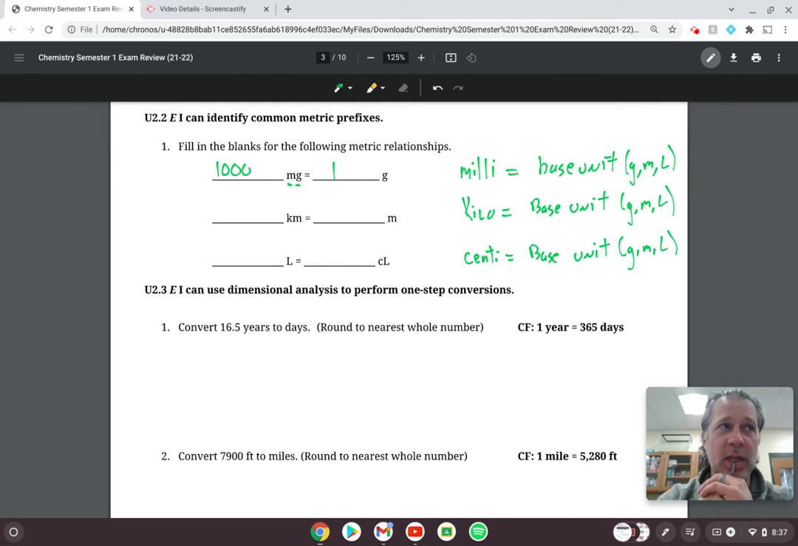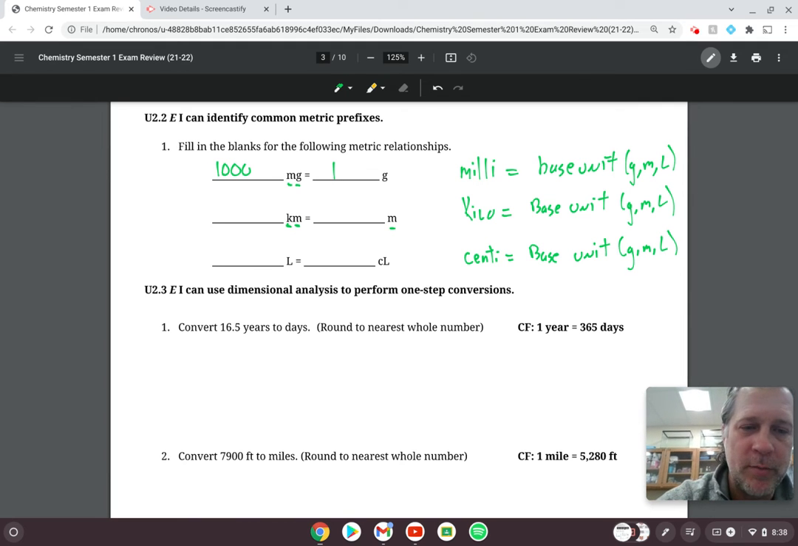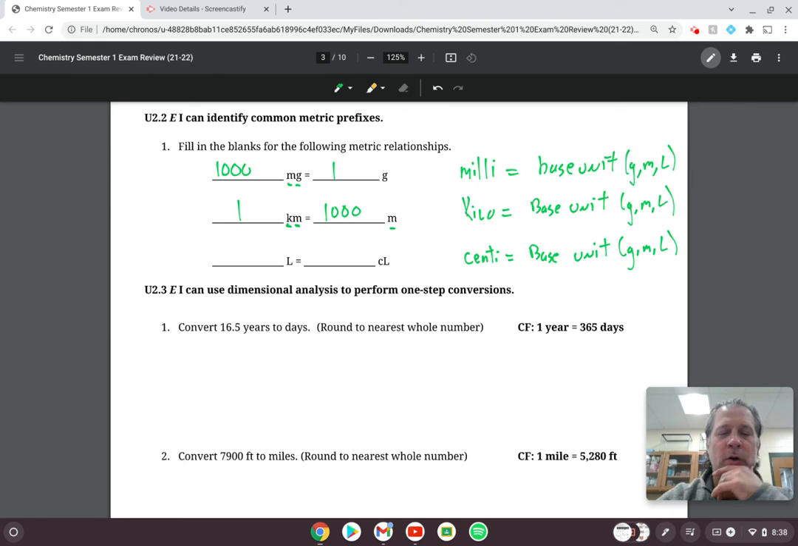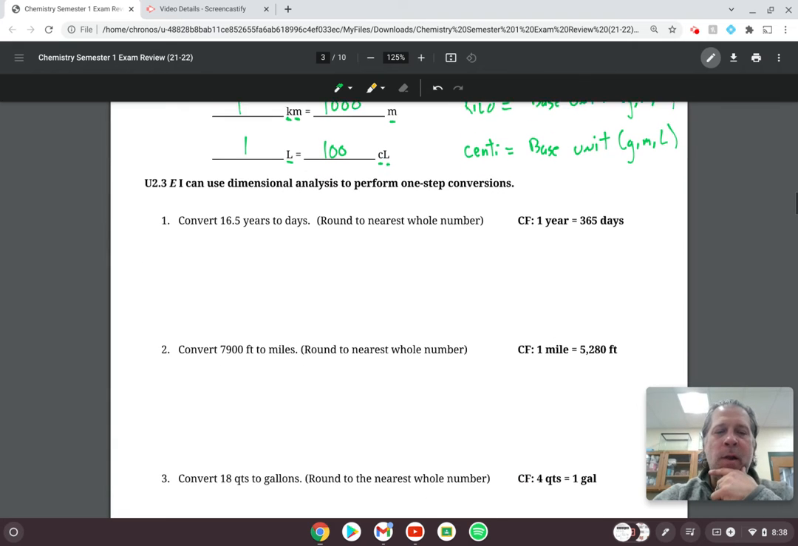In the case of kilometers to meters, we know that in 1 kilometer there are 1,000 base units or meters. And then lastly, the relationship between the base unit of liter and centiliter is that 1 liter has 100 centiliters inside of it. So again, those three relationships you need to know and memorize.